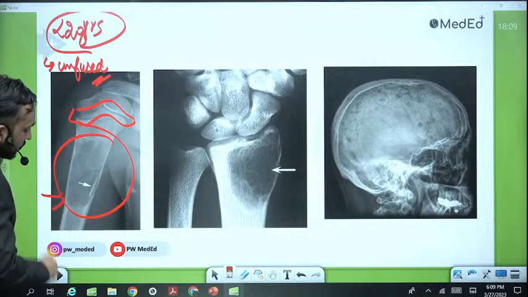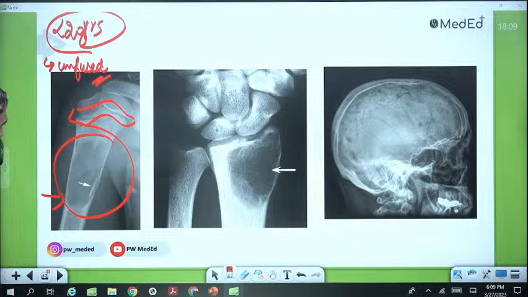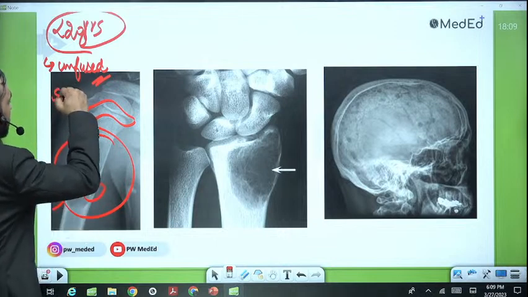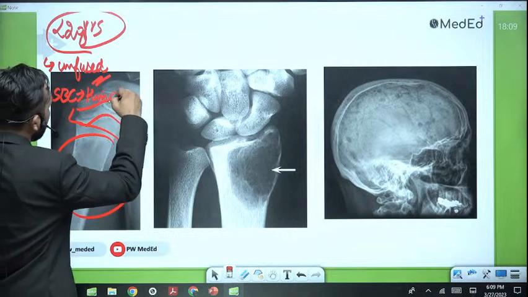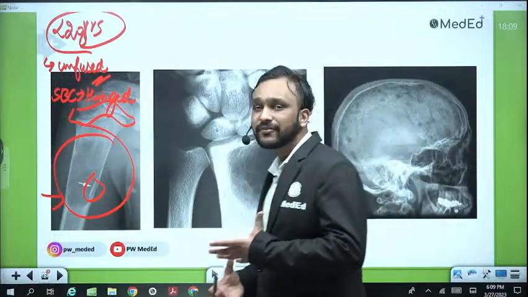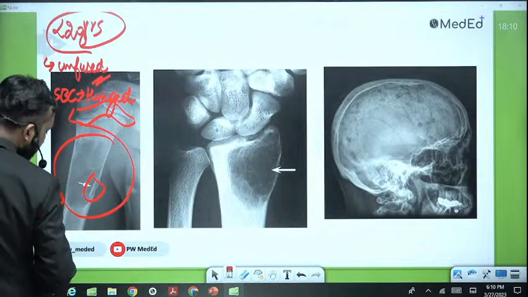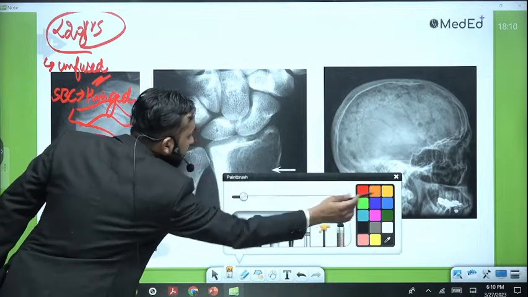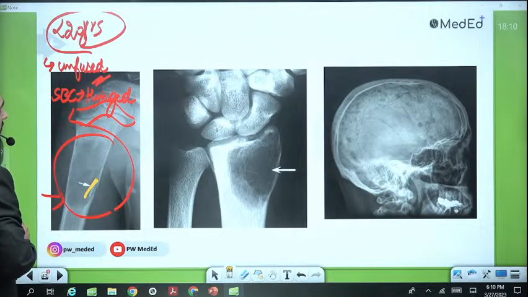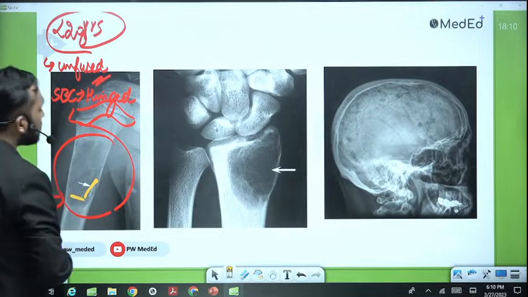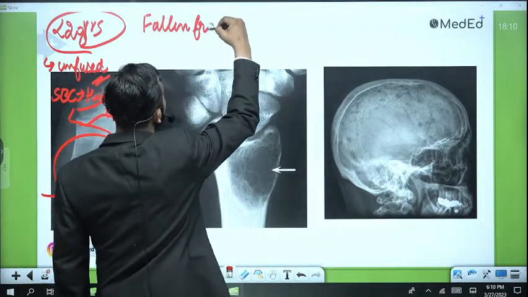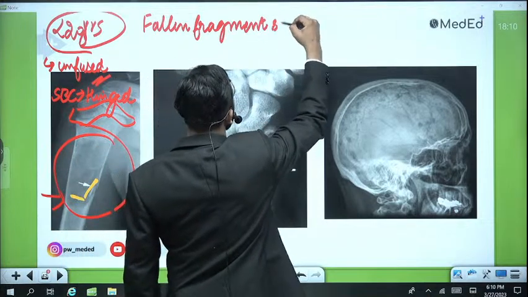And I told you that cysts are more common in less than 20 years of age. And in this patient, we can see a sign. We can see a case of simple bone cyst, and the name of the sign is hinged fragment sign. What happens in a simple bone cyst? Sometimes the wall of the cyst can get fractured, and that fractured segment can remain attached to the cyst wall, okay. This is known as hinged fragment sign. And when this fractured segment falls within the cyst, that is known as fallen fragment sign.